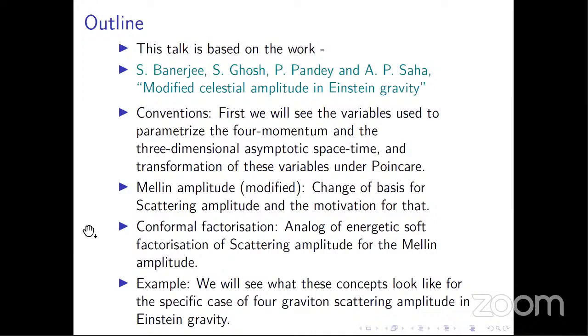Now then I will mention about the conformal factorization. So this is the analog of the soft factorization of scattering amplitude in the case of the Mellin and basically the celestial amplitudes. And finally, I will sum up with a specific example of four graviton scattering amplitude, how all these things come together.